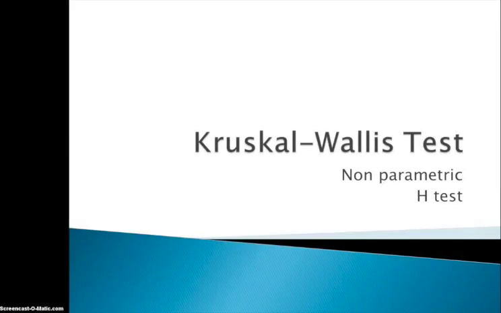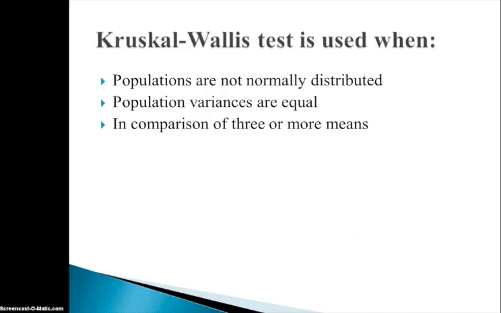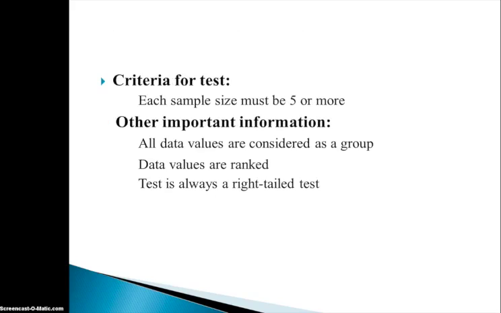In today's tutorial, we are going over the Kruskal-Wallis test. It is a non-parametric test, also known as the H-test. This test is used when the populations are not normally distributed, when the population variances are equal, and we are in comparison of 3 or more means.